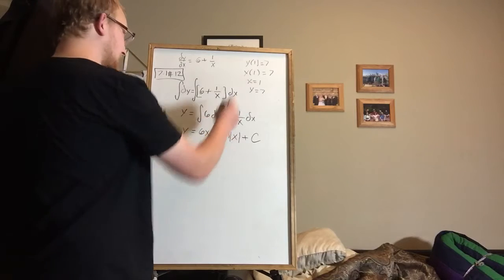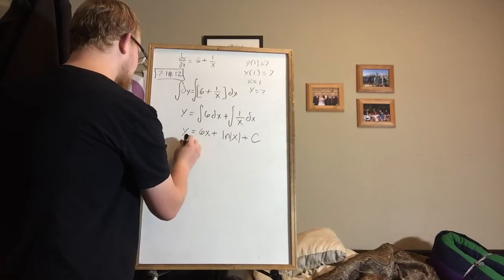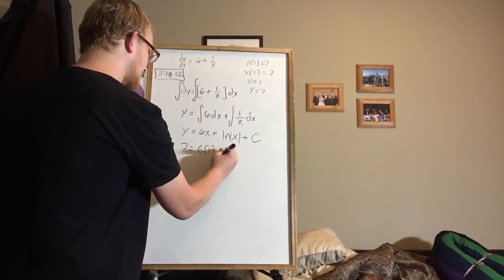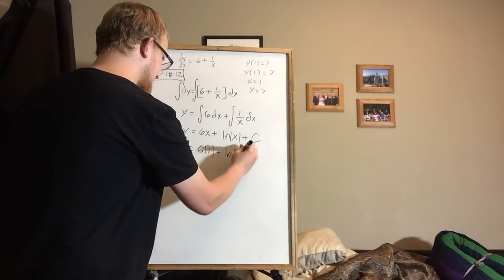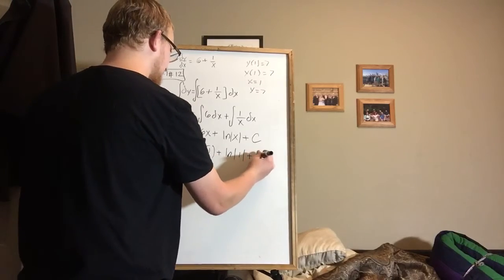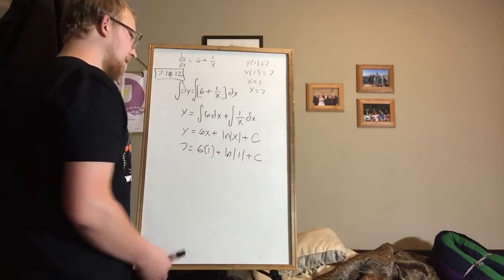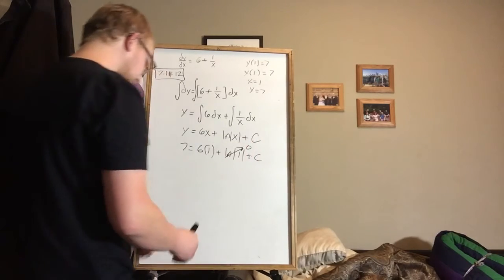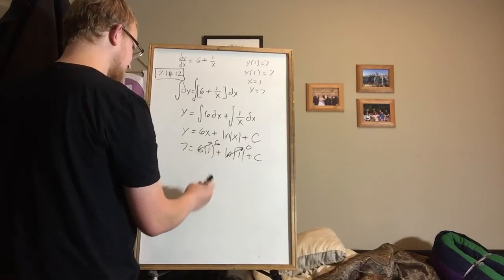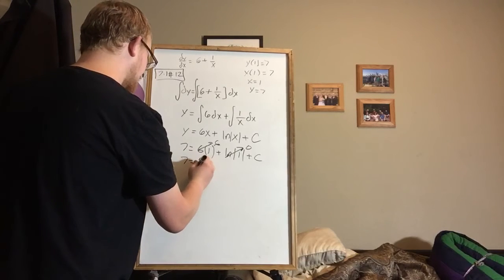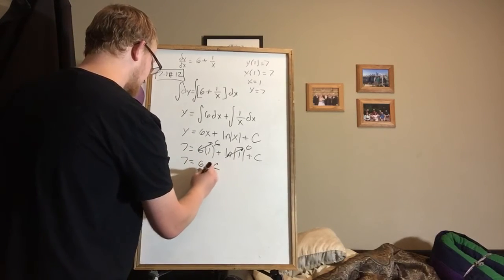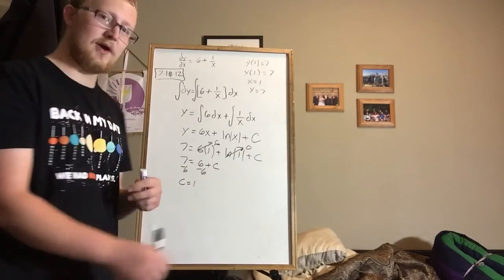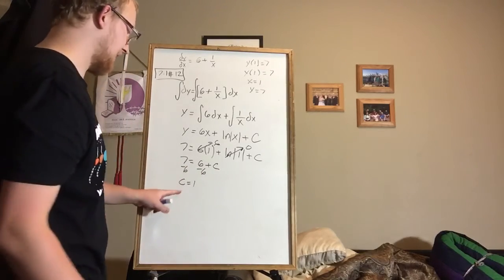And so we can now plug these in. If y is 7, then x is 1, so 6 times 1, plus the natural log of the absolute value of 1 plus c. Well, the natural log of the absolute value of 1 is 0. And of course, 6 times 1 is 6. So what we have is 7 equals 6 plus c. We can subtract 6 from both sides, and what we'll end up with is c equals 1. And this is the end of the initial value problem.